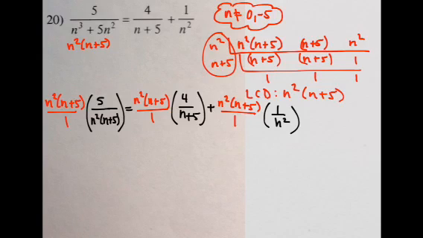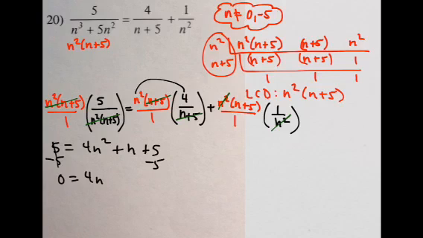So for number 20, I can reduce everything here, the n plus 5 right here, and then the n squared right here. So we're just left with 5 equals, and then we multiply those two, you get 4n squared. And then on this side, you have n plus 5 times 1, so just n plus 5. Okay, subtract 5. So 0 equals 4n squared plus n, right? And so I'm going to factor out an n. So that gives me 4n plus 1.